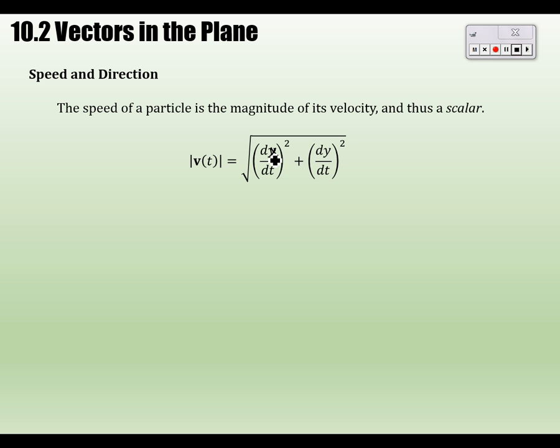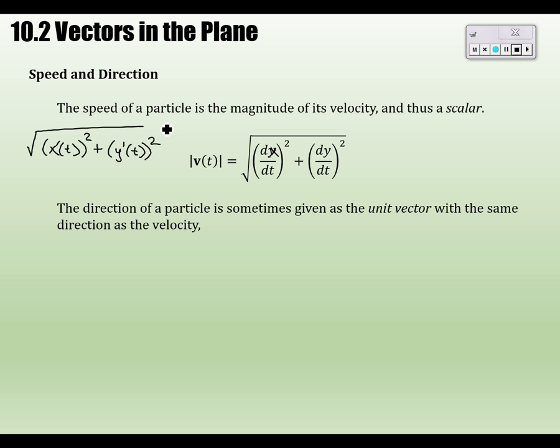Or said another way, it's the square root of x prime of t squared plus y prime of t squared, using prime notation. Same thing. And then sometimes we give the unit vector in the direction of the velocity, to indicate a vector pointed in the same direction but stripped of all the magnitude information. To find a unit vector, you take a vector and divide by its magnitude. So here we're taking the velocity function and dividing by its magnitude.